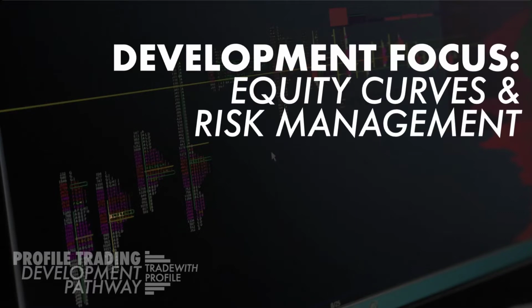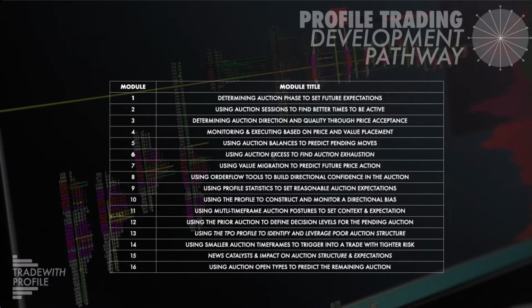Finally, let's talk about our development focus for this week, and that is talking about equity curves and risk management. Okay. Now, as part of our development pathway, and kind of what our key idea is as a development firm, is to make sure that you understand how markets work and how the auction plays out, so that you know how to show up around that.